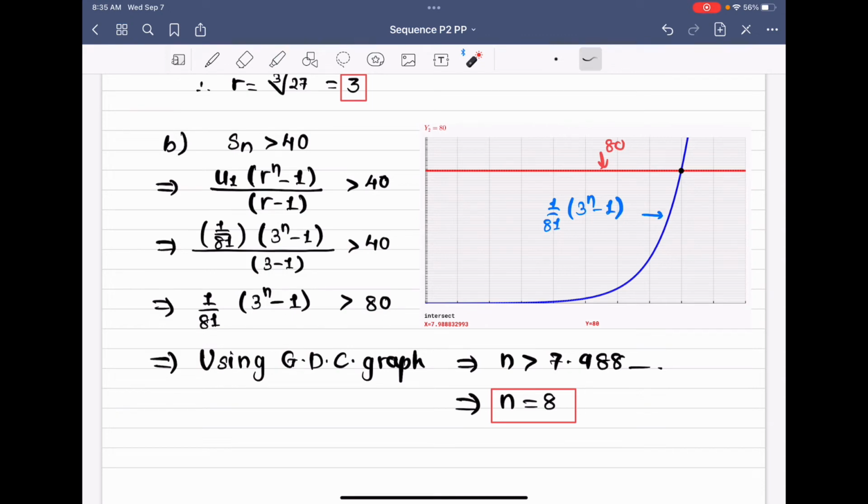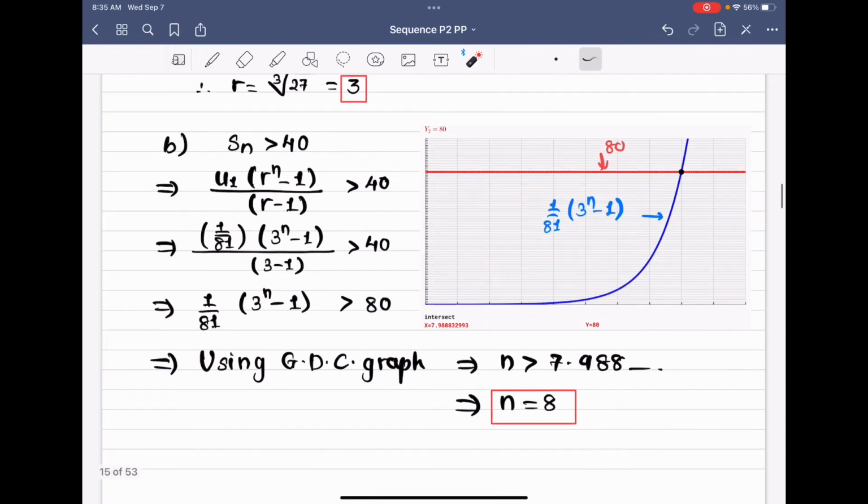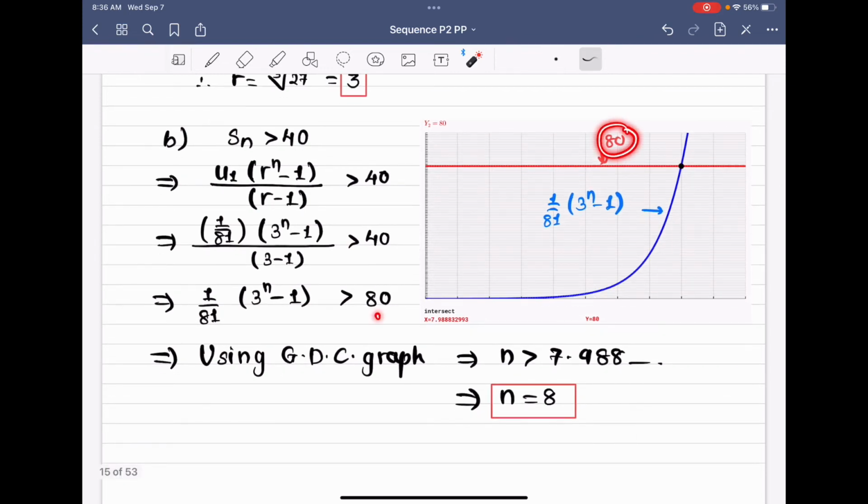So I can see now this is the graph. I'm showing you the picture because I'm using an iPad. So you have to sketch the graph that you see on your calculator. Label it. This horizontal line is basically 80, which is this one. And this blue curve is basically your left hand side, 1 over 81 times 3 raised to n minus 1. They will definitely intersect, show that point of intersection. Labeling is very important.